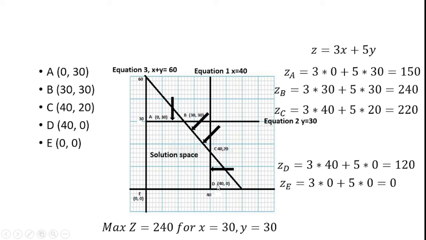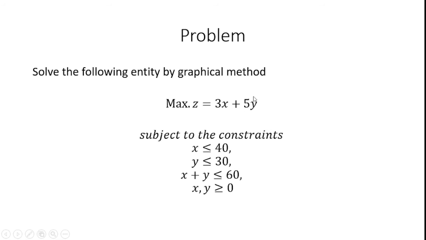After that D point is 40 comma 0. In the x-axis there is 40, in the y-axis 0, and then E is x-axis 0, y-axis 0. So likewise I can collect all the points which lie in the solution space area. So A is 0 comma 30, I substitute this into the objective function equation. The objective function is z equal to 3x plus 5y. According to our problem, the objective function is maximization of z equal to 3x plus 5y.